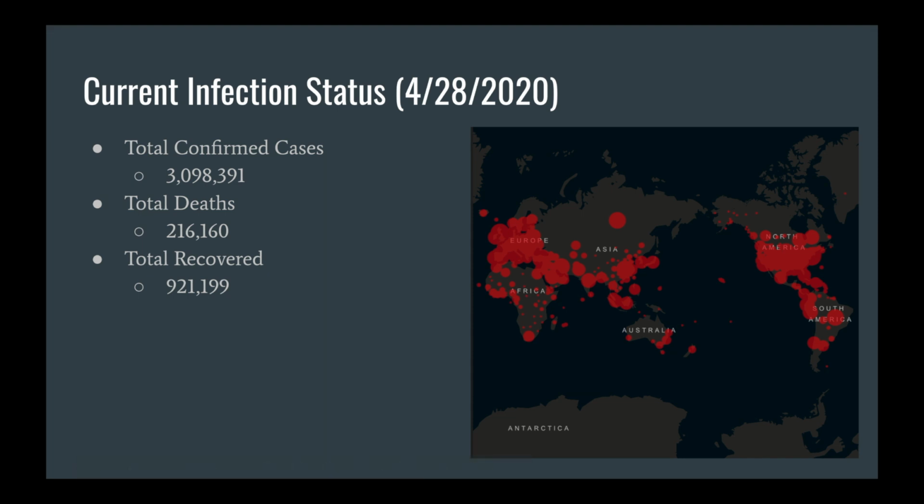Alright, so a little background for you guys on the current status of the SARS-CoV-2 virus, if you guys aren't following religiously. There are currently just over 3 million confirmed cases throughout the world, with a third of these cases from the United States alone. Additionally, there are 216,160 confirmed deaths. And just to end on a positive note, there are 921,199 recoveries thus far.